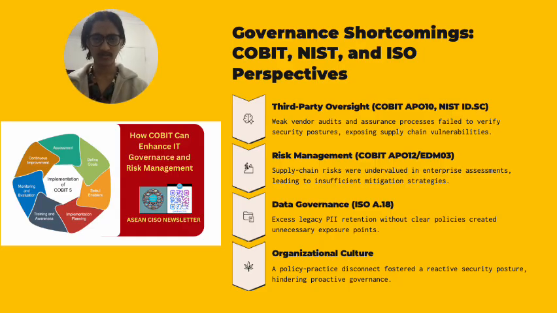Third one is data governance, ISO A.18. On data governance, we can say poor legacy data management can cause unnecessary data exposure, which can lead to excess legacy API implementation without clear policy creation and unnecessary exposure points. Lastly, there is organizational culture. In this point, we can say there is a lack of proper alignment between policies and practices, which can further result in reactive security governance.